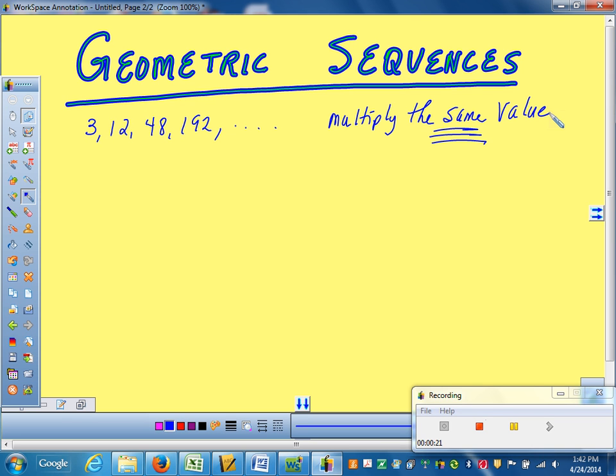That number we multiply by gets a name. On arithmetic, where we were adding, it was the common difference. On geometric, it's the common ratio. And guess what letter we're going to use? R. So you're going to see lots of R's in these formulas because you're going to worry about your ratio. So in this particular sequence, my ratio is what?